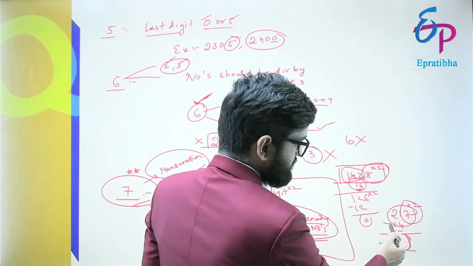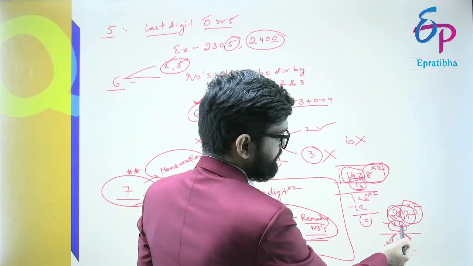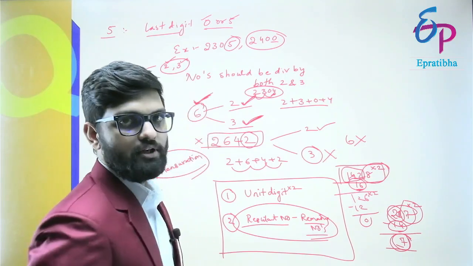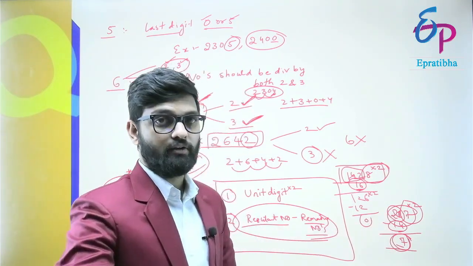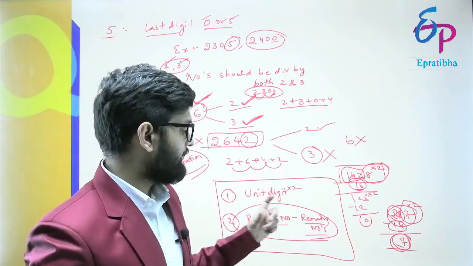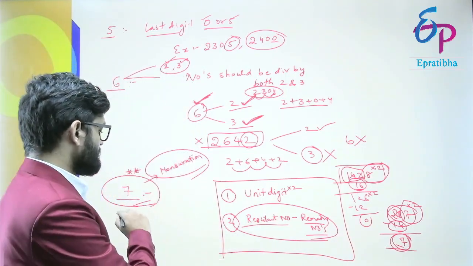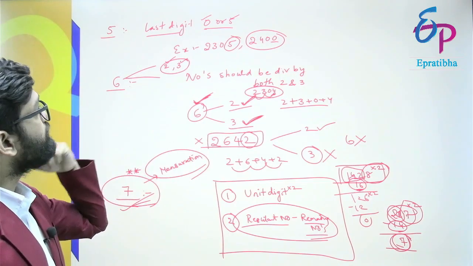So that's why I am calling this one a resultant number, and this 21 I am calling remaining numbers. So if you take the difference between the remaining numbers and the resultant number, whatever number you get, if that is 0 or if it comes in the 7 table, then that number is divisible by 7. Clear or not?